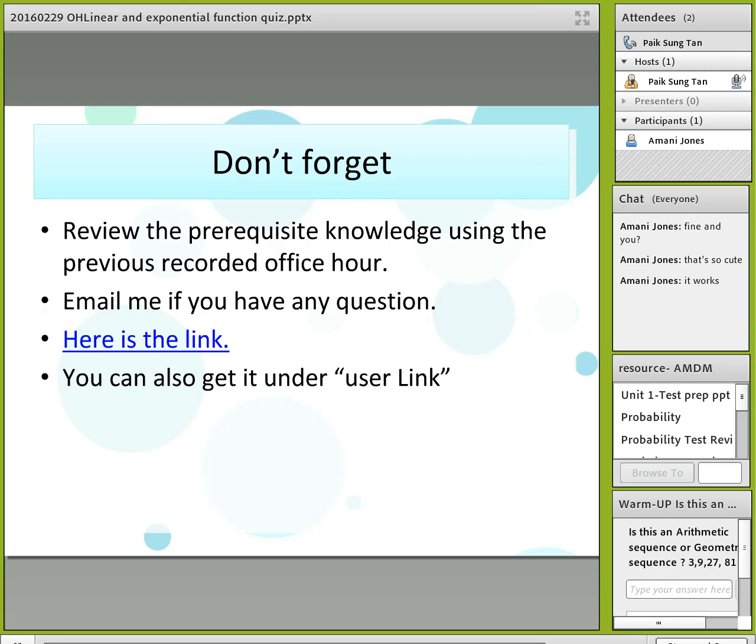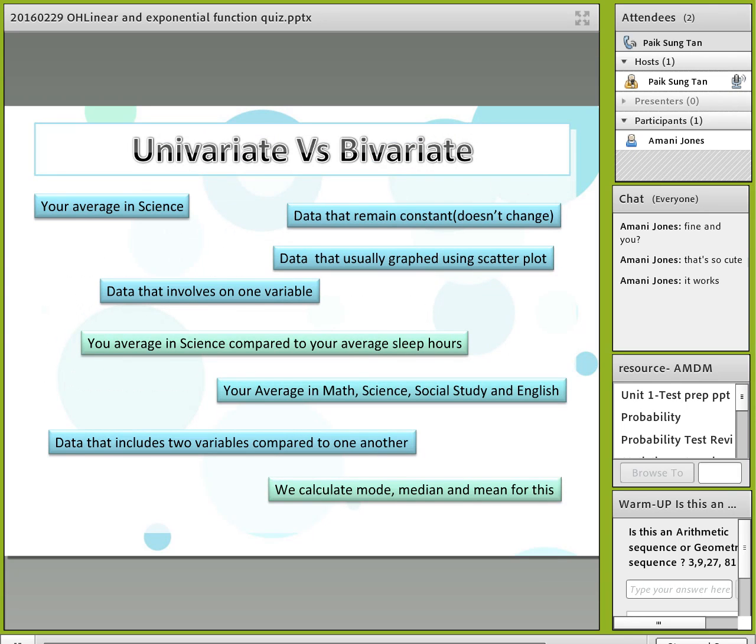Scatter plot plus recursive plus explicit formula. So that is the slide that I went over last week. I know we discussed this. I'm just going to go straight to the content so that we can cover as much as we can.